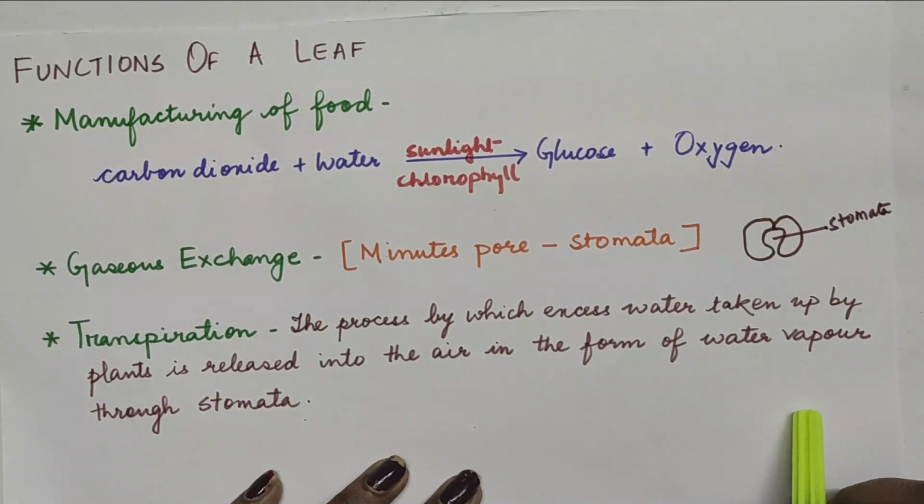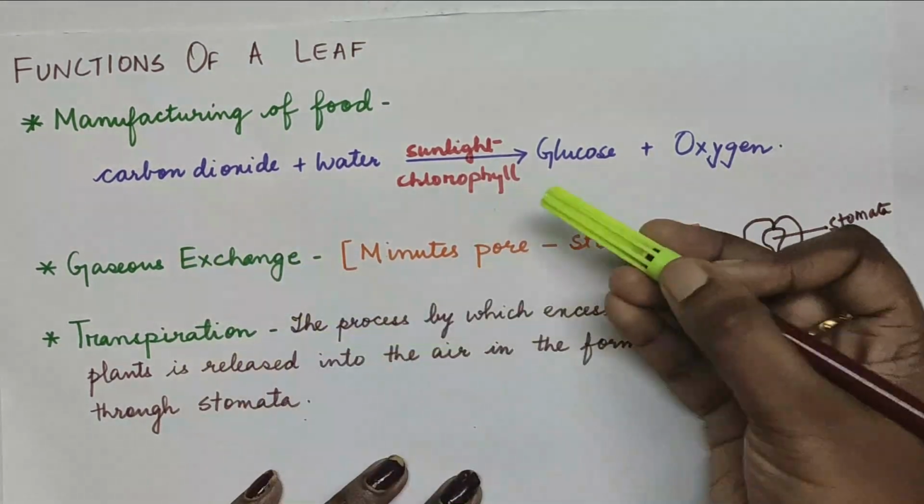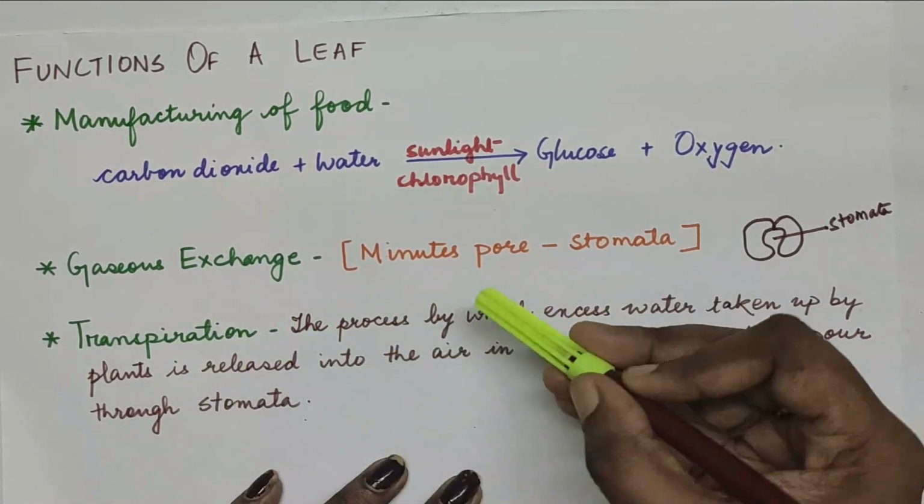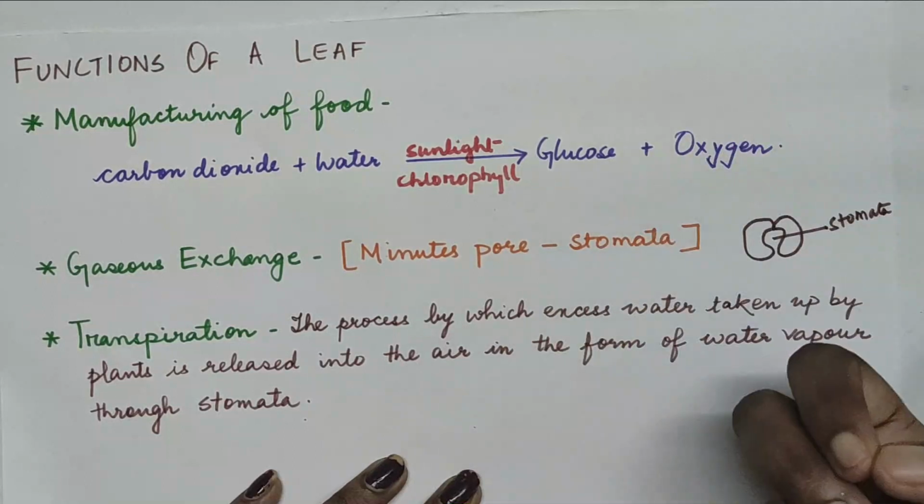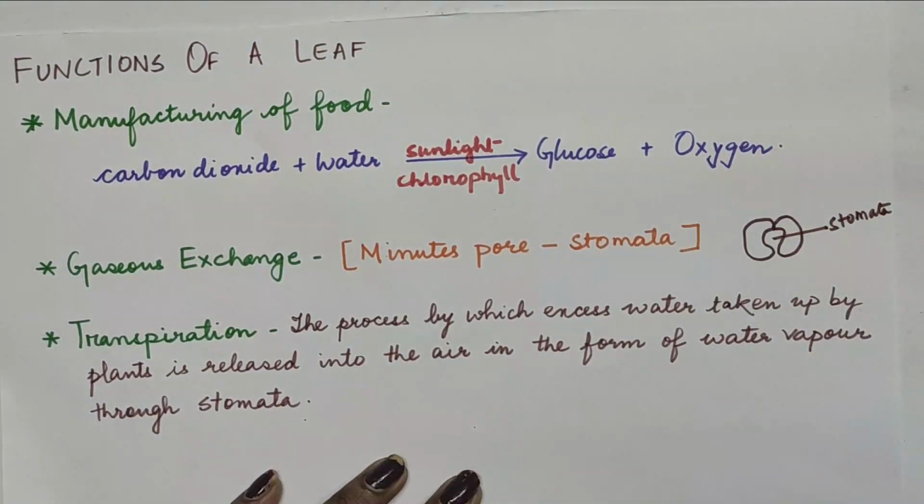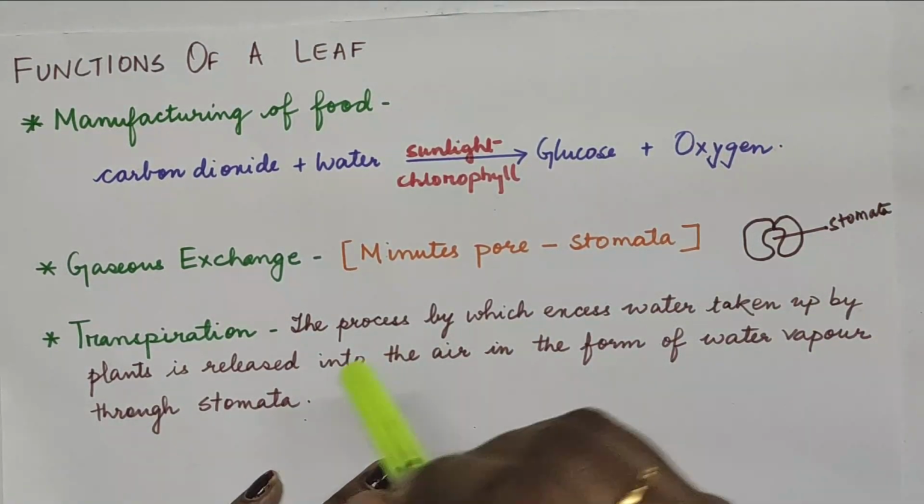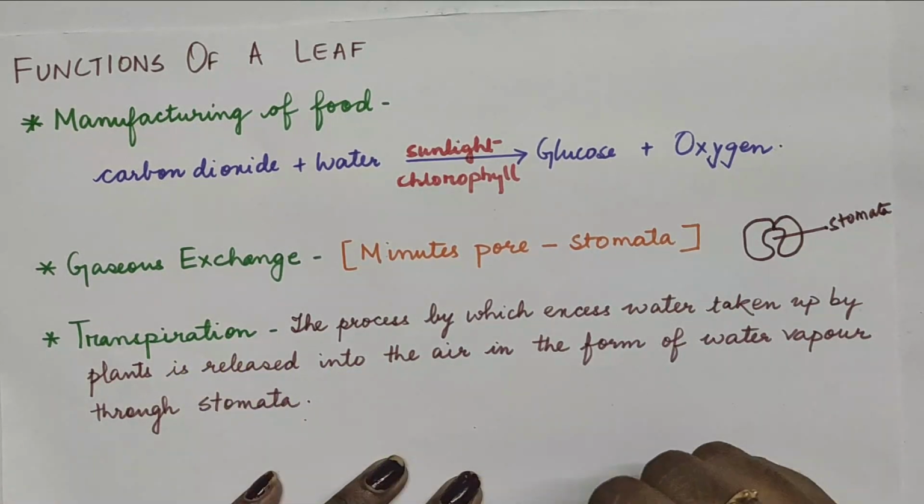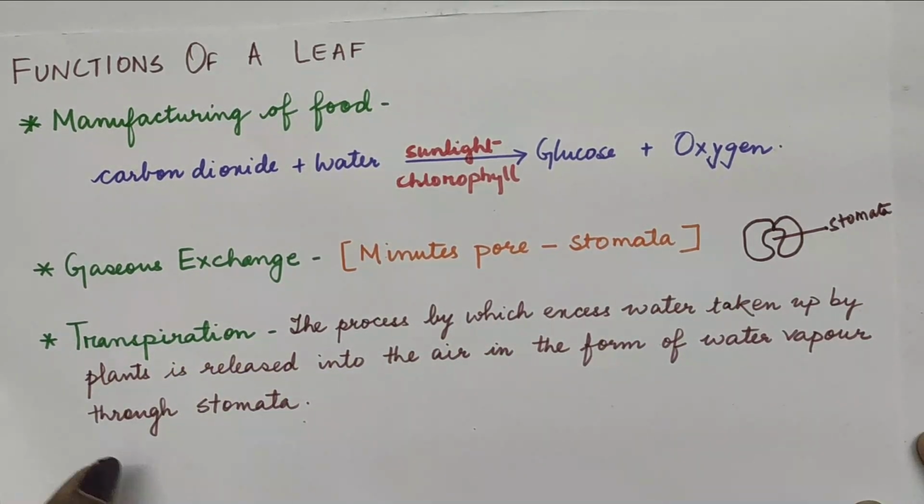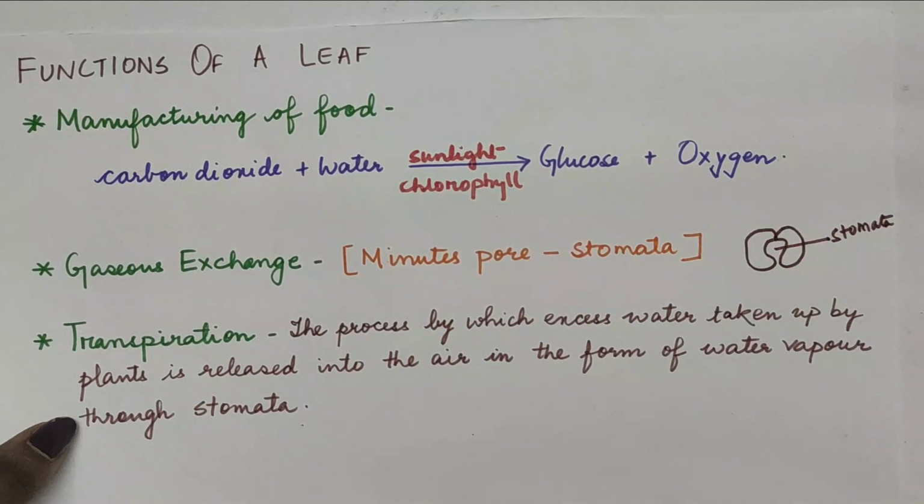So what are the functions of a leaf? It is helping in the manufacture of food. It is helping in the gaseous exchange, as I told you, taking in carbon dioxide, giving out oxygen, and so on. And it helps in the process of transpiration. Next we will understand about modification of leaves.